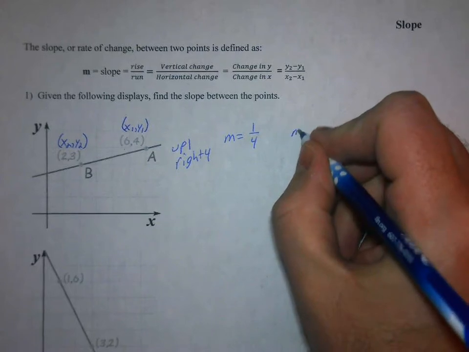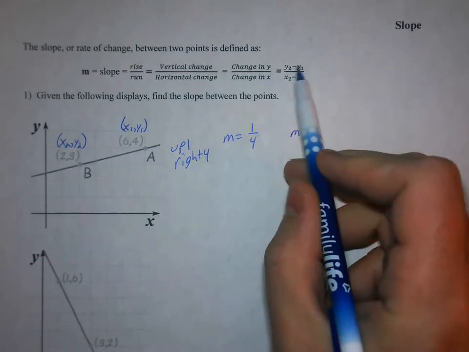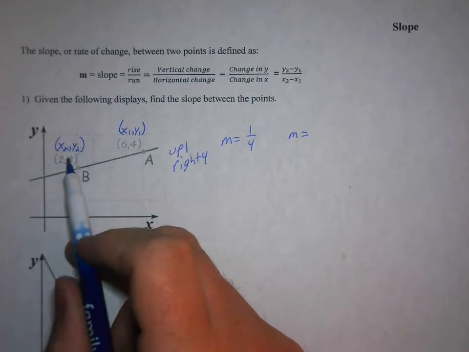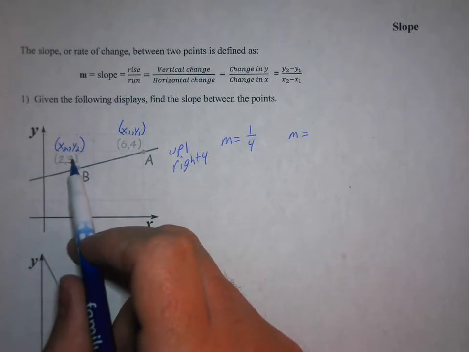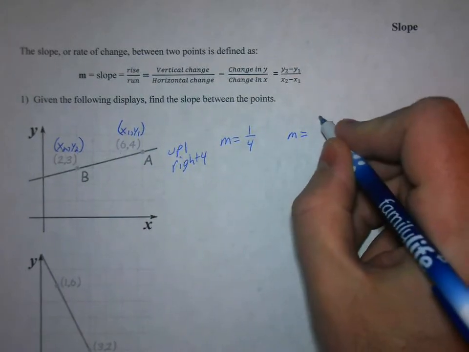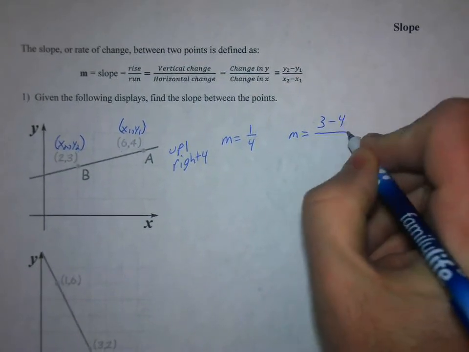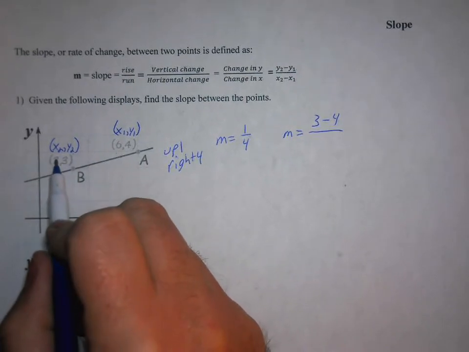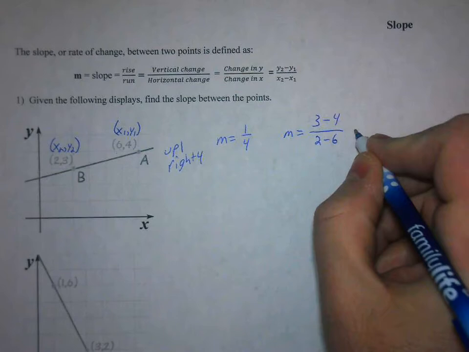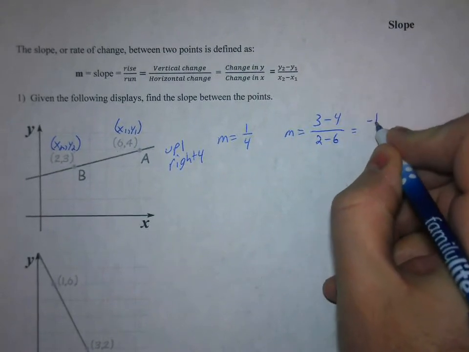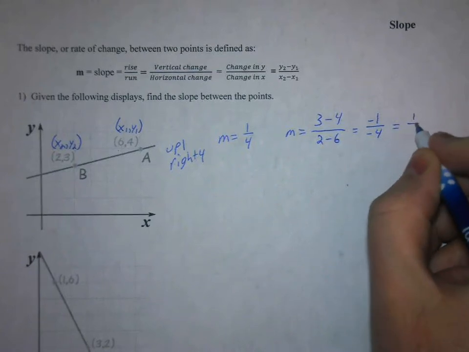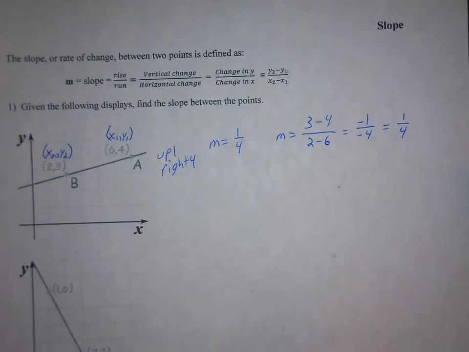So if you just use the formula, y2 minus y1 is essentially just the change in the y values. So if we go 3 minus 4 divided by 2 minus 6, that'll give us -1 divided by -4, which reduces to a positive 1/4.